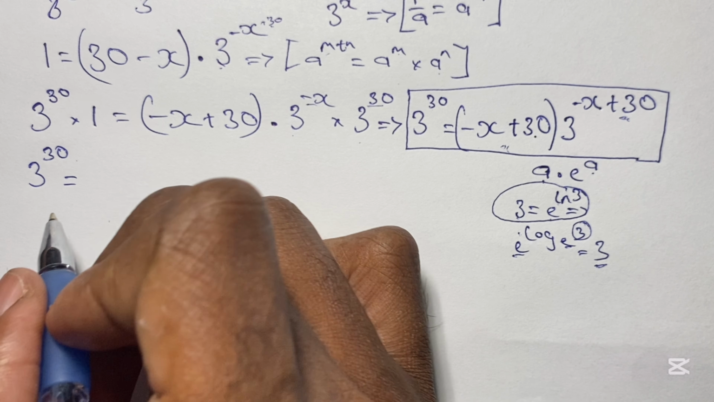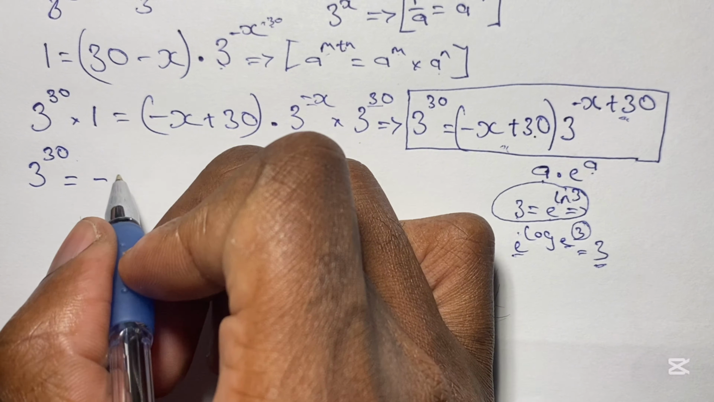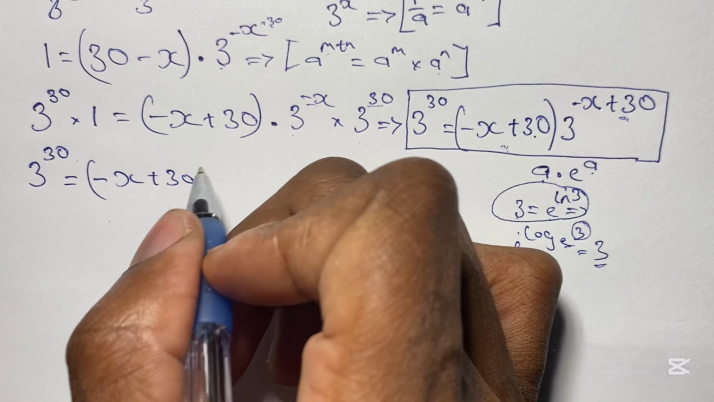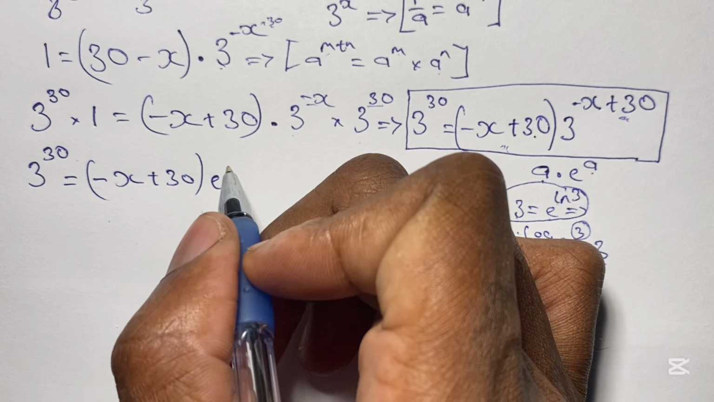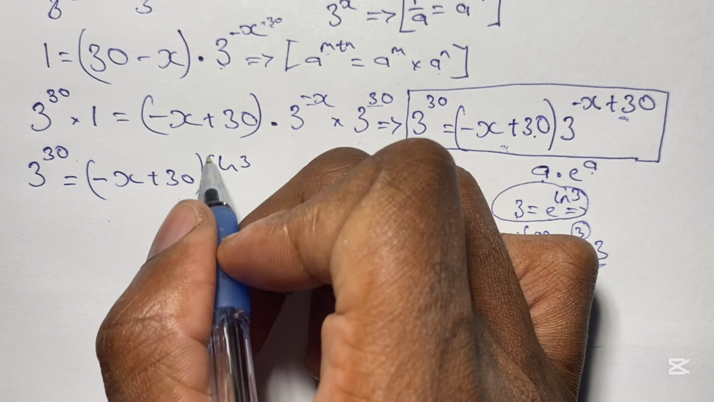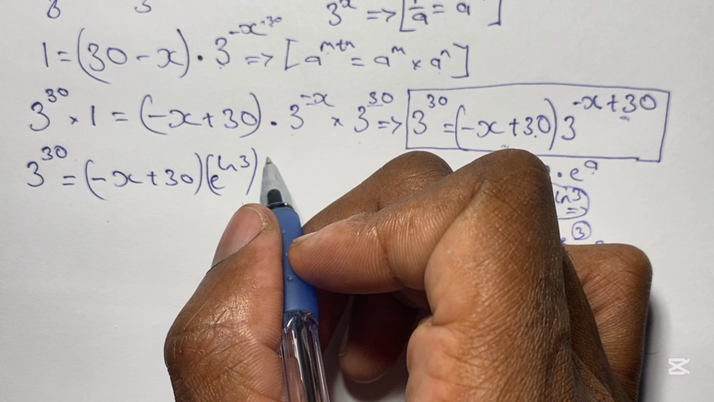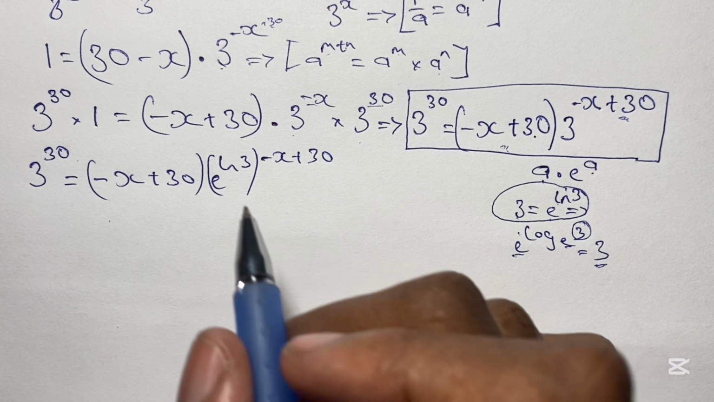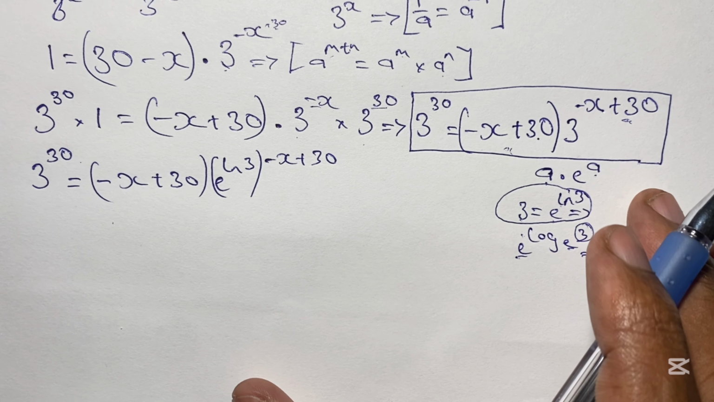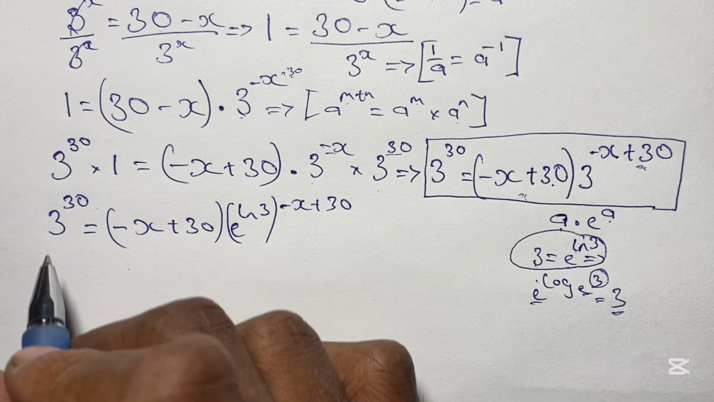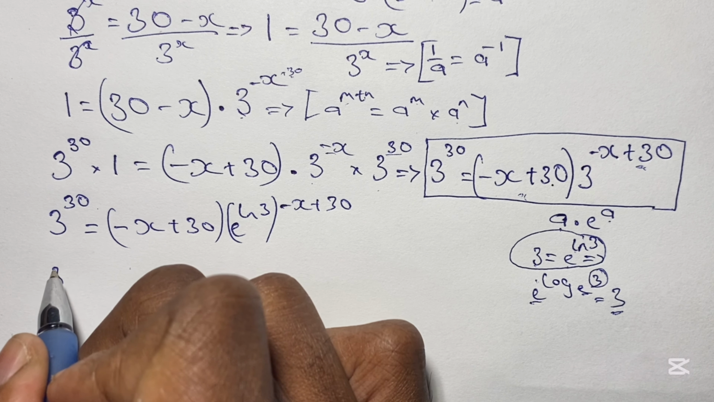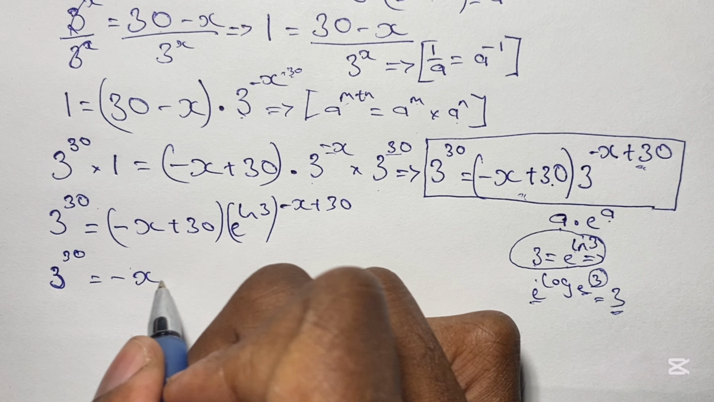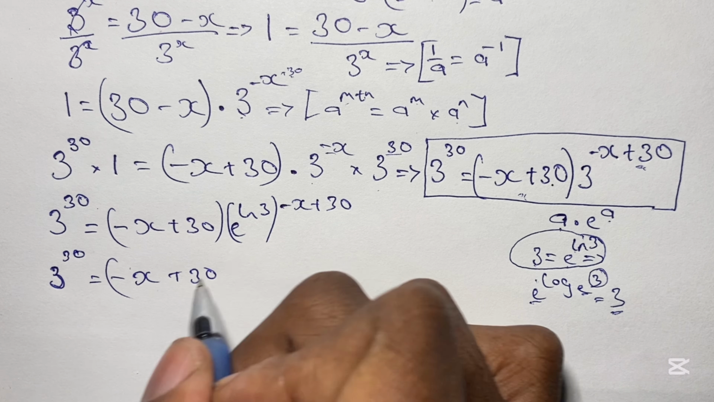So we're just going to write this representation of 3 into our equation. From here we have 3 to the power of 30 is equal to, in brackets, negative x plus 30. And then our 3, we're just writing it in the form of e. So we have e to the power of ln of 3 in brackets, because that is representing 3. And then we have this powered by negative x plus 30, because the 3 was being powered by that.